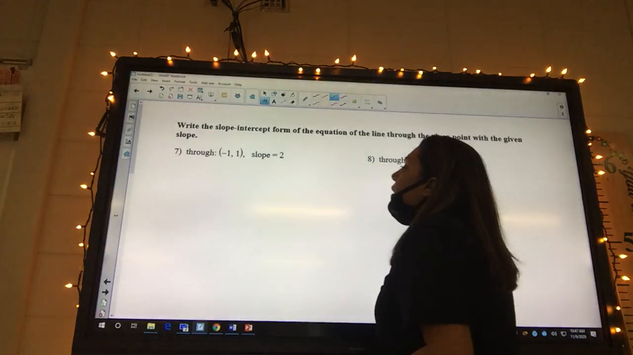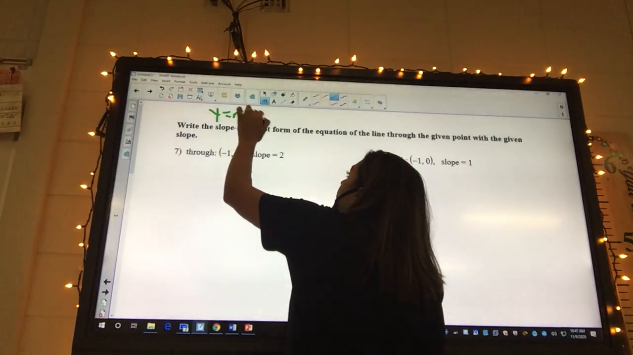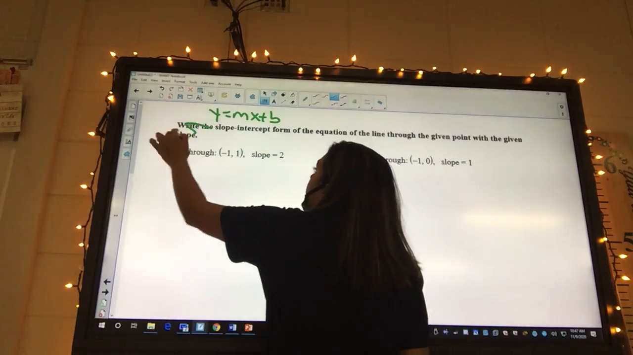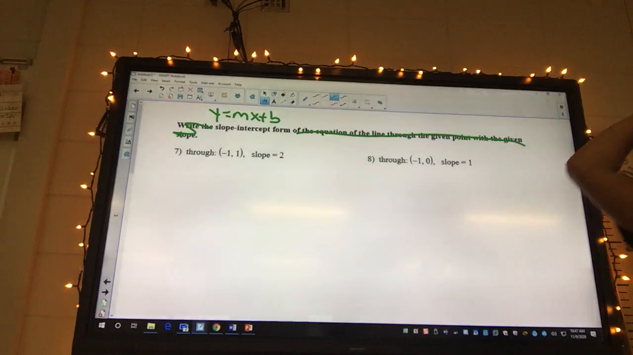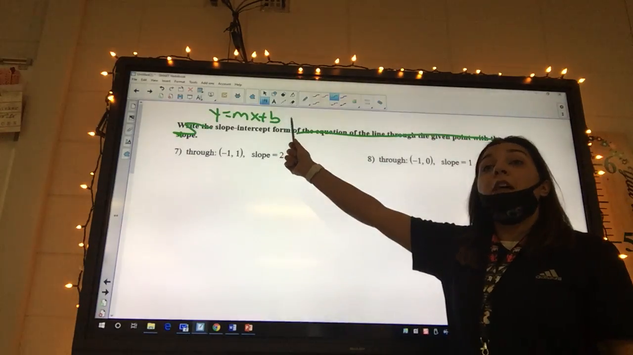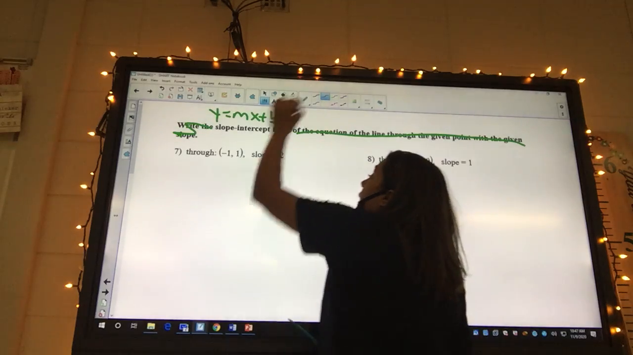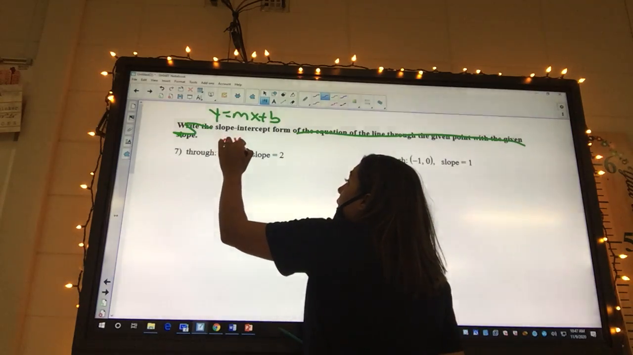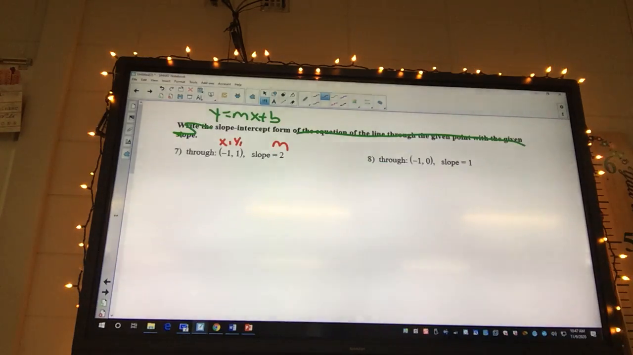It says write slope-intercept form. So our answer should be in this form, y equals mx plus b. Now we know what we need our answer to look like. Now let's look at what we're given in the problem. We're given a point and a slope. So what formula do we need to use? Point-slope.